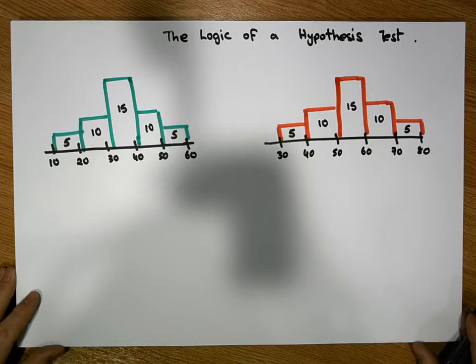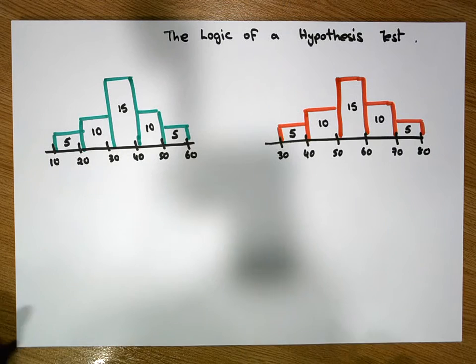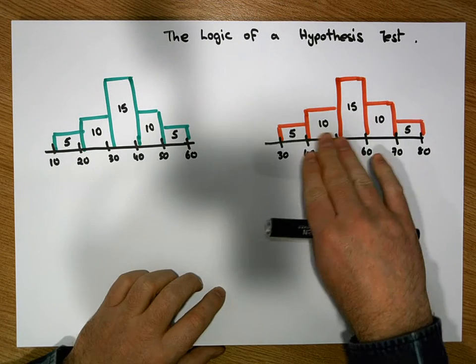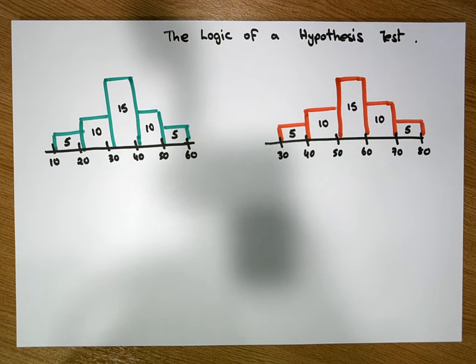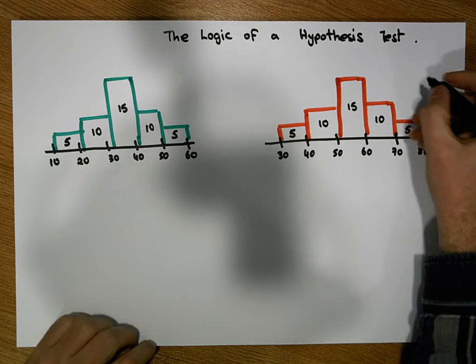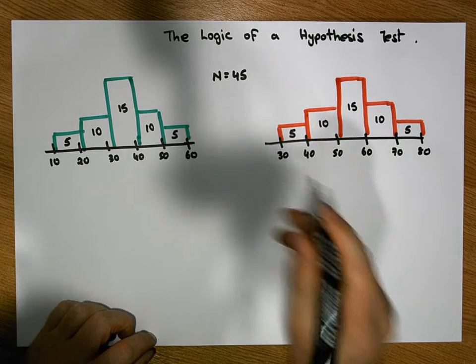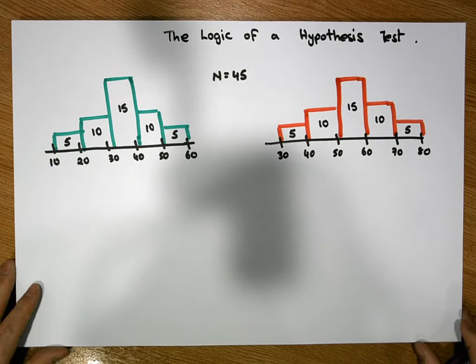Maybe just to get started, I have two distributions here. But let's just concentrate on the red distribution for a moment. I have a particular population. There's 45 people in the population, so n is equal to 45. That's the size of my population.